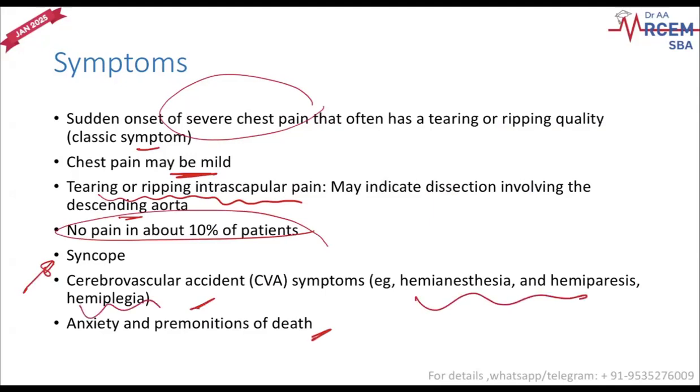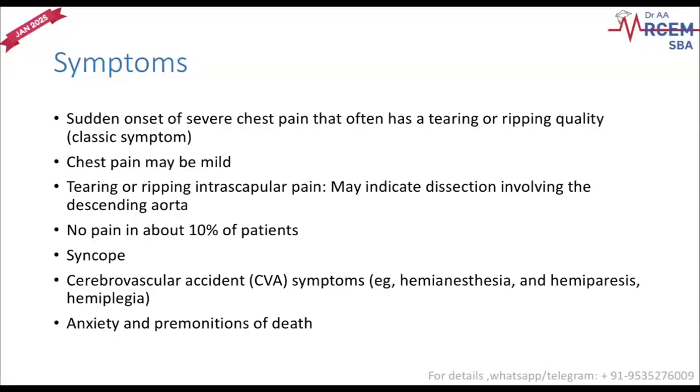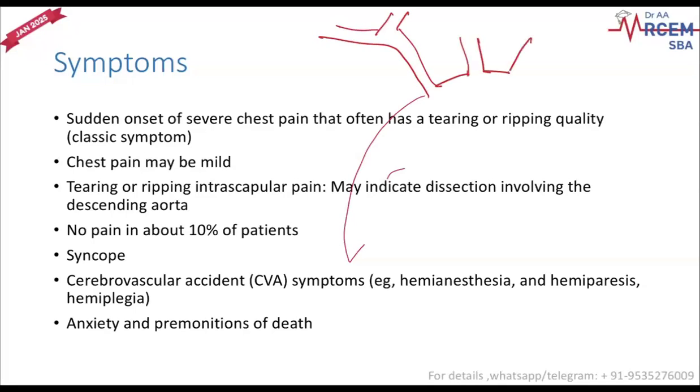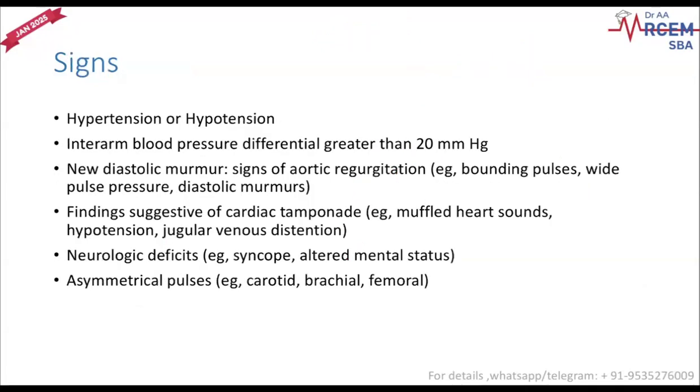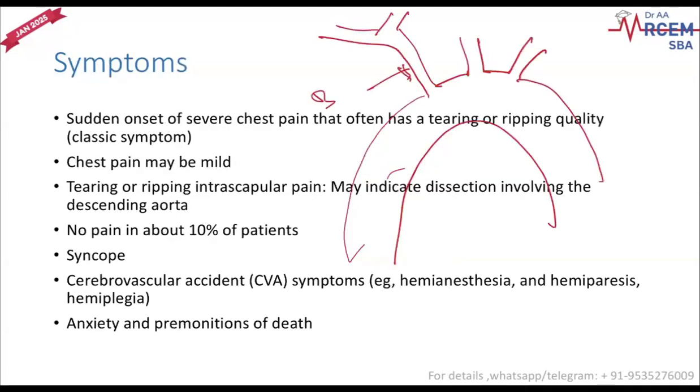Why are stroke-like symptoms or syncope seen? It is mainly because the supply of the brain comes from the arch of the aorta. So this is the arch of the aorta. The first branch you have is the brachiocephalic artery. Then you have the left common carotid artery. Then you have the subclavian artery. So these are the main branches that you have.